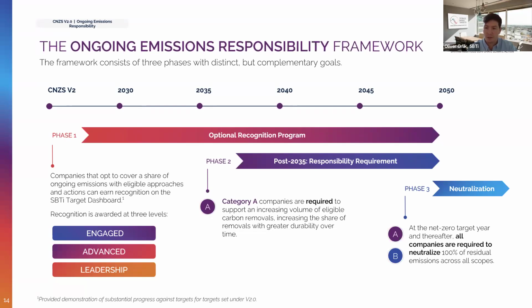So phase 1, this optional recognition program, we are looking to recognize companies that invest in carbon removals or carbon credit projects at 3 different levels. Engaged is if you invest in 1% of your total inventory. Advanced is at 10%, and leadership is 100%. Companies can earn recognition at these 3 levels by investing in ongoing emissions and carbon credits today.